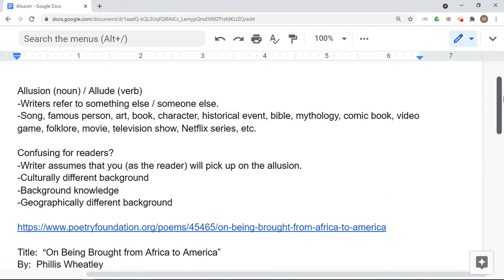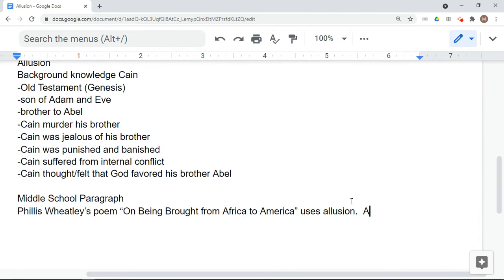Going back, allusion is when writers refer to something or someone else, but again, you have to have the background knowledge to understand it. So here's how I'm going to write my definition.